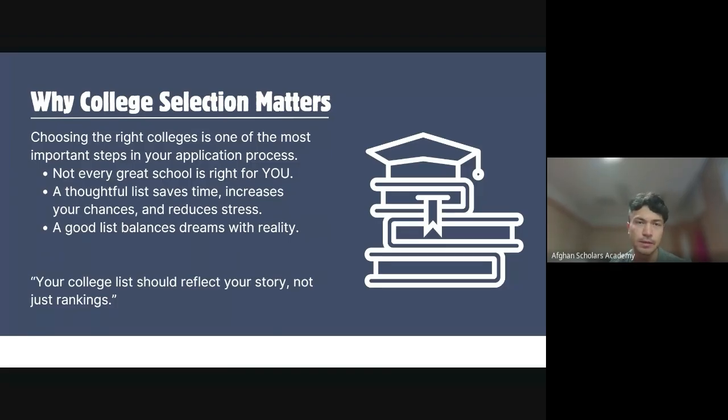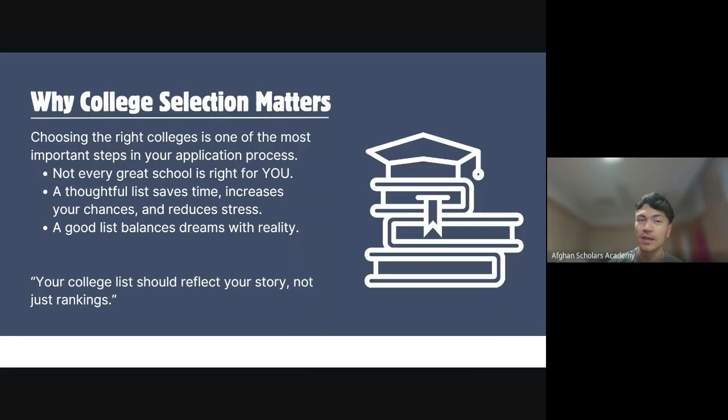The first area that you should pay the most attention to is that while you're selecting colleges, you should not think that you are eligible for all the colleges that you are applying or intending to apply to. You should rather think that there are certain requirements that colleges have that you can meet, and there are certain things that you cannot. That's why it really matters, and it's really important that you pay attention to that. Not every school is right for you.